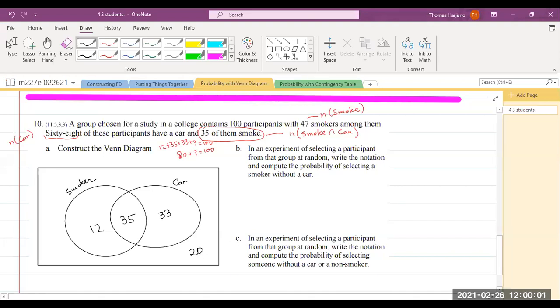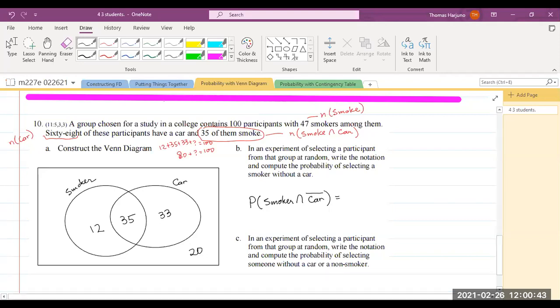Okay, now part B. In an experiment of selecting a participant from that group at random, write the notation and compute the probability of selecting a smoker without a car. So, smoker and without a car. How many smokers without a car? For part B, of all these three questions in this part that I show you, you need to know how to write the notation and interpret from the Venn diagram. That's what you need.